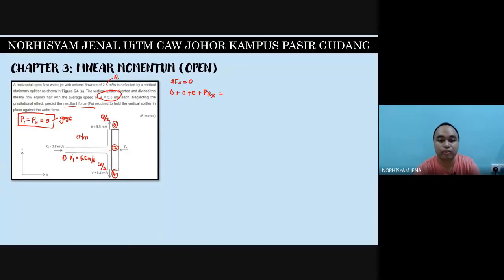So remember, at this point it should be m dot v, so m dot outlet v outlet minus m dot inlet v inlet. For this question, the m dot outlet will be rho Q over 2, and then we have 0 plus 0. Why is it 0? Because the v over here is in the y direction, not the x direction. So we don't have any x, so the velocity should be equal to 0.